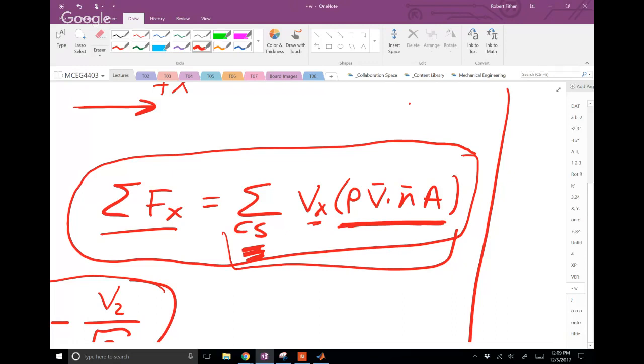Now you take this side and that one and put them together over here. So it's negative rho V1 squared A1 minus rho V2 squared A2 cosine of 45. And then for whichever one of these things it tells me I don't know, I just solve for that. That's all there is to it.